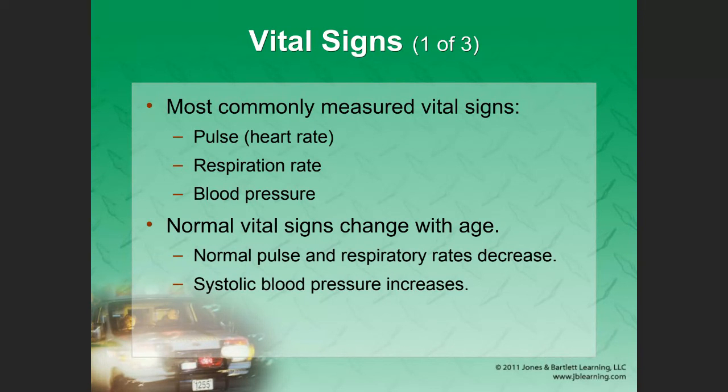So definitely we will be covering pulse rate and respiratory rate in the classroom setting. Now, the normal breathing rate for an adult is 12 to 20 breaths per minute. The younger the patient, the faster they will breathe.